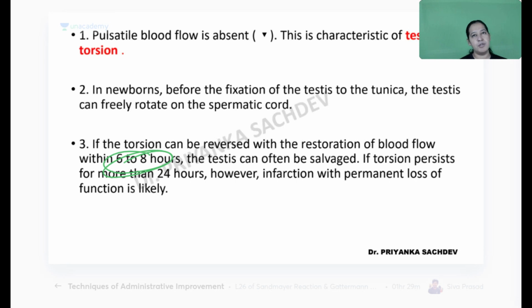Otherwise, if you say, "No, it's night now, we will do it in the morning," then the patient is gone. Not the patient, the unilateral testis is gone. Since he is a young boy, the other testis will remain, so the patient can have oligospermia in future because only one testis is remaining.